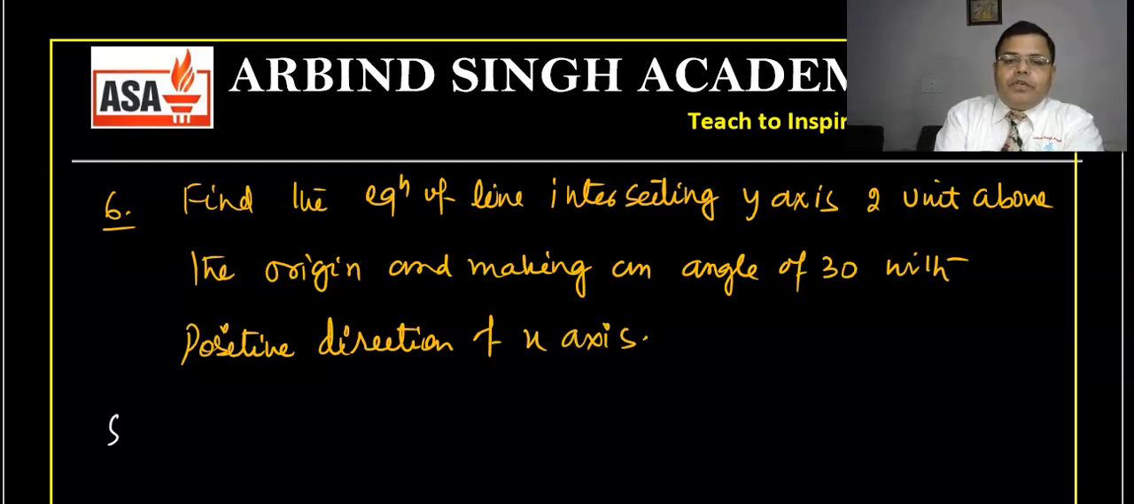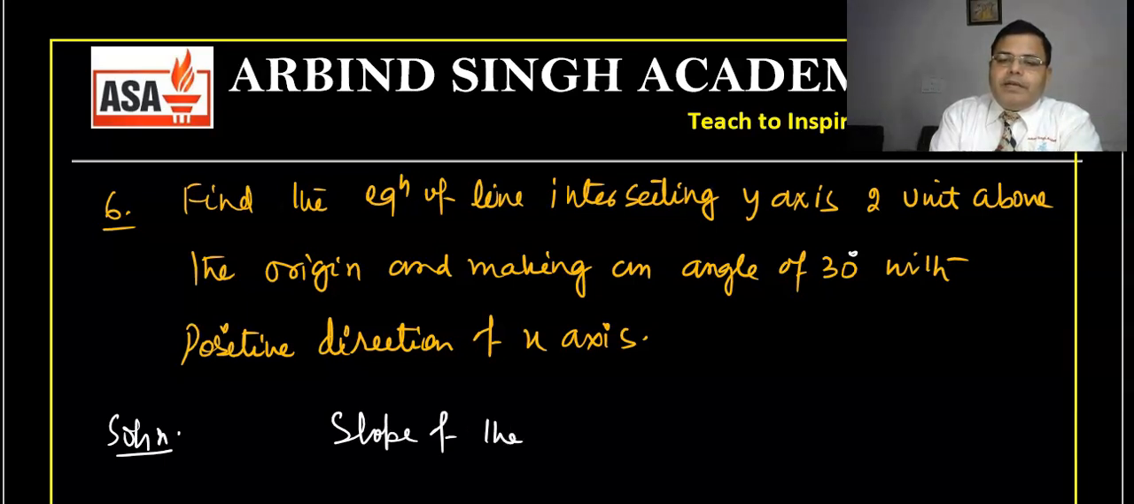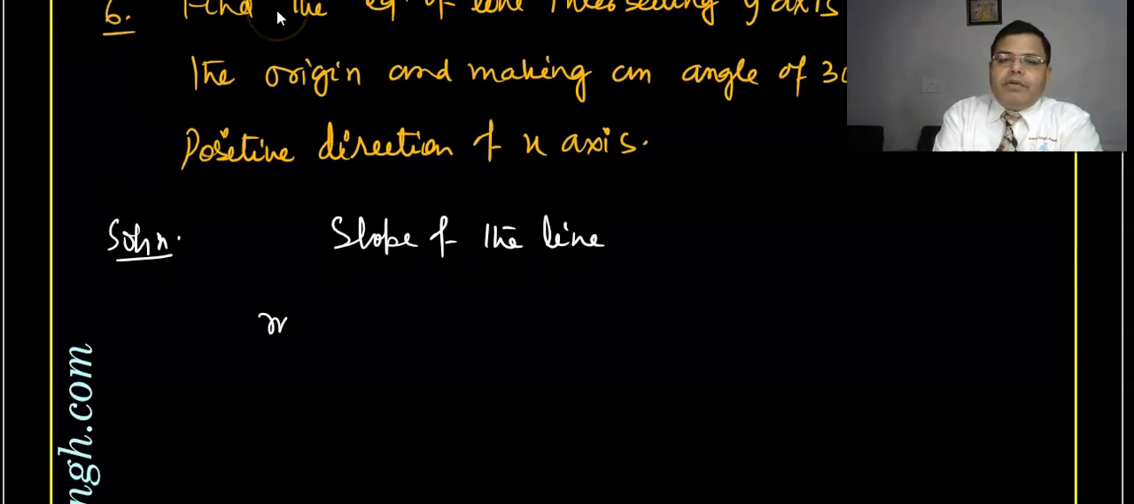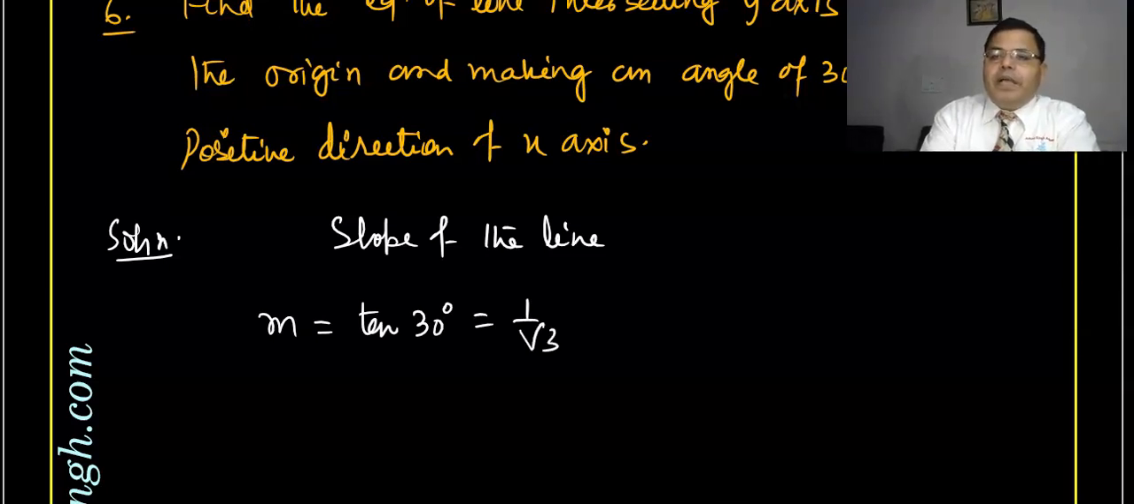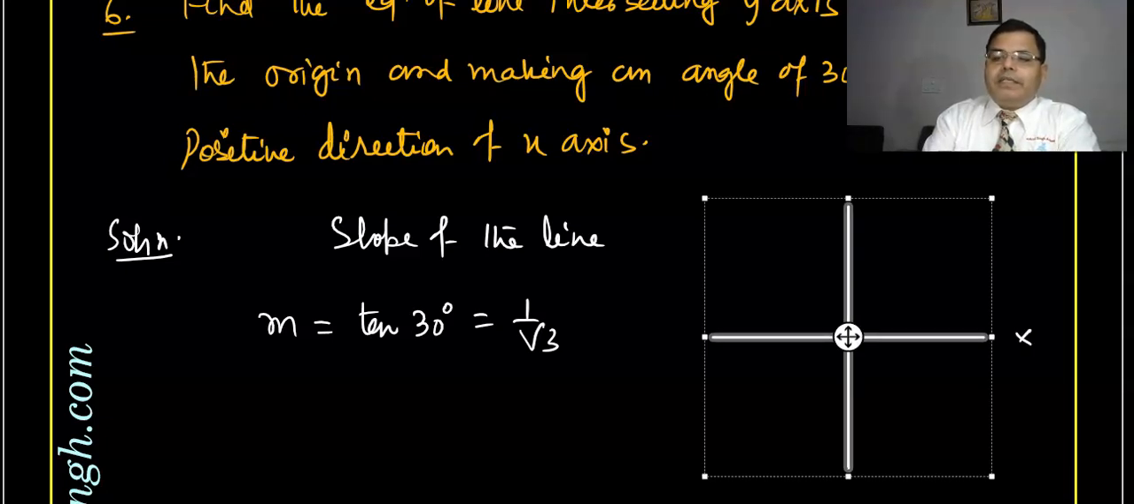So here the solution can be like this. Since the line makes an angle of 30 degree with the positive direction of the x-axis, the slope of the line is given as tan theta, m is equal to tan theta. So tan 30 degree, that is 1 by root 3. The slope is positive. This is x, this one is x dash, this is y, and this is y dash. I hope you got it.